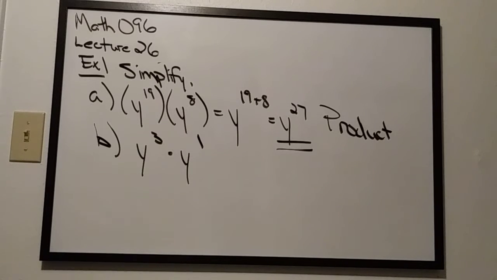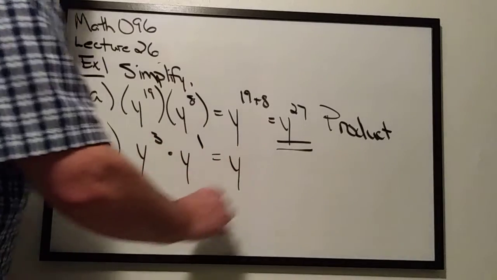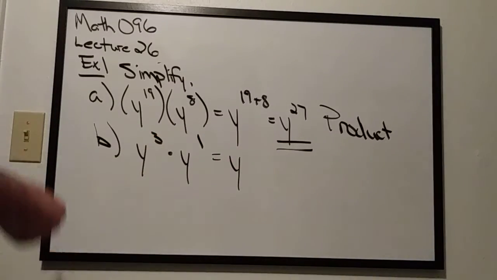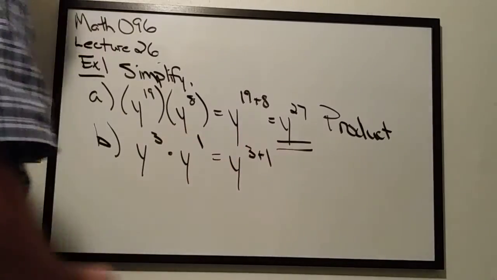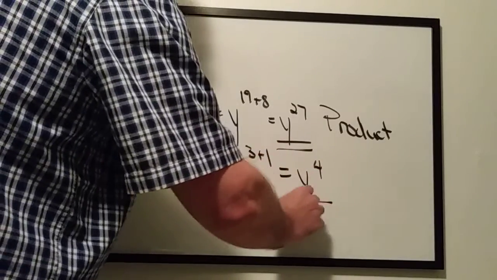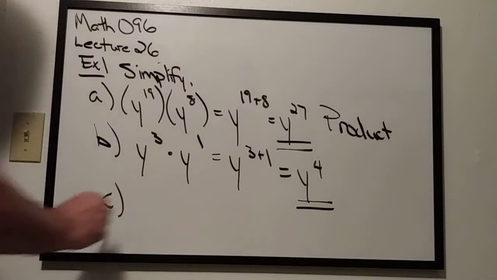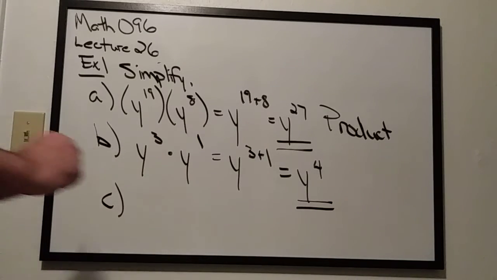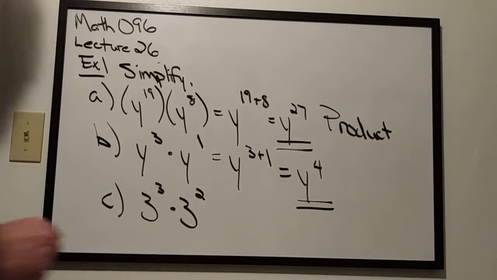And once again, it's the product rule because these two pieces are connected by multiplication. And the product rule says that if you have y to a power times y to a power, you can add those exponents. So 3 plus 1. 3 plus 1 is 4. So we end up getting y to the 4th power as our answer. Now, let's try something where we have a number instead. So for part C, let's go ahead and say 3 to the 3rd times 3 to the 2nd.